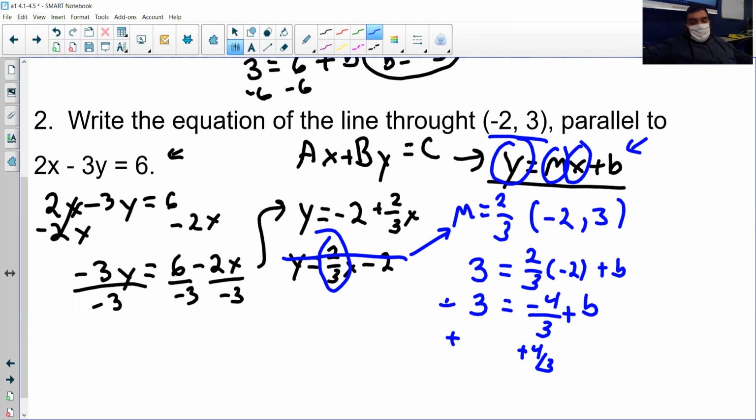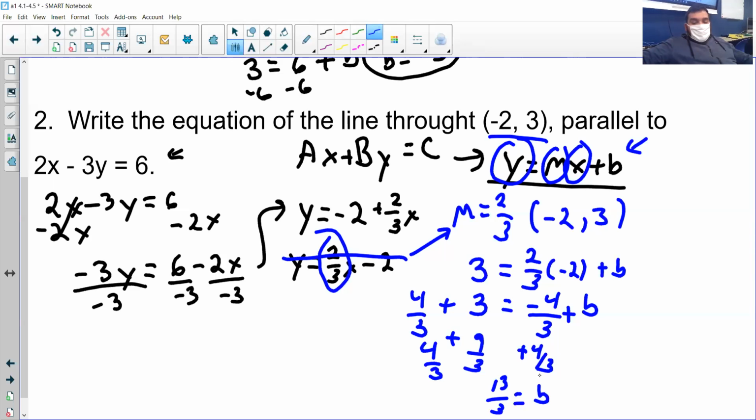So this is plus 4 over 3. If you forget how to add fractions, you need a common denominator. So I'm going to have to make 3 into 9 over 3, plus 4 over 3. That's going to be 13 over 3 equals b. Or 4 and 1/3. You could do 4 and 1/3. It's not that confusing. It's adding fractions. That's a 5th or 6th grade skill.